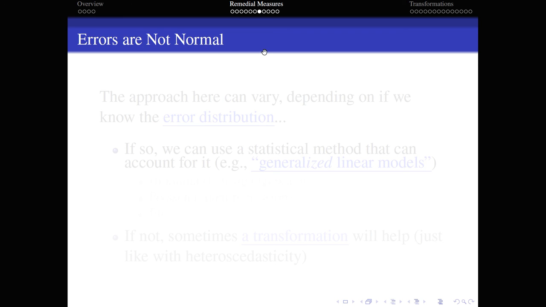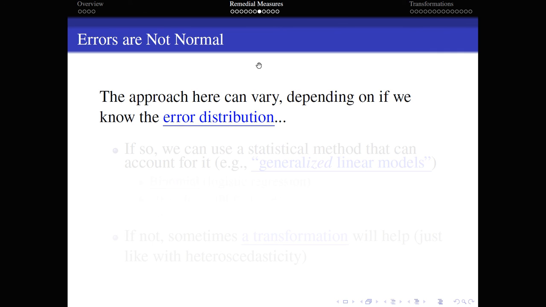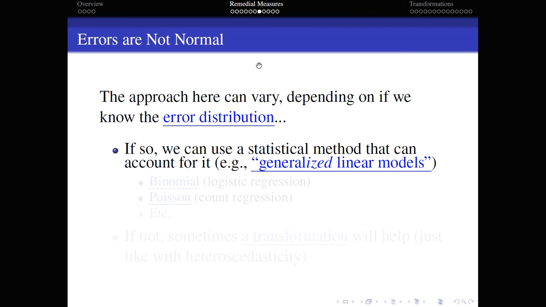For our non-normality, we actually have similar approaches. The approach, though, differs based on if we know the error distribution or not. If we do know how the errors are distributed, we can use a statistical method that actually accounts for that type of distribution. So for instance, we've made the assumption for our model that the errors are normally distributed. However, statisticians have made models that assume the errors are distributed according to different distributions.